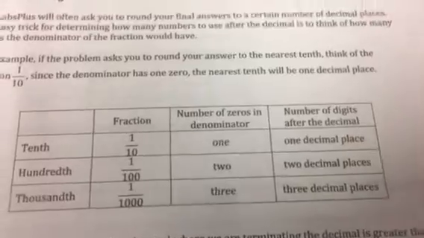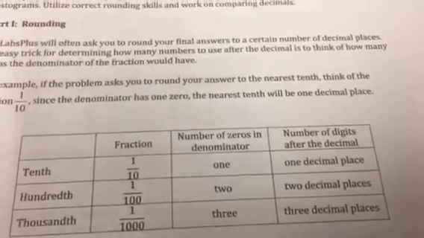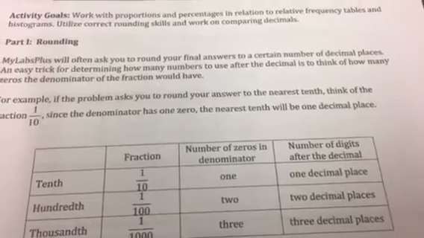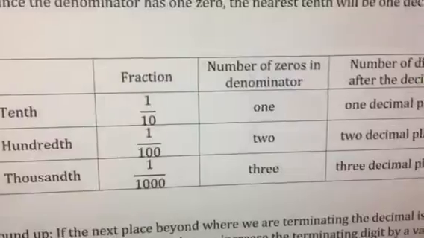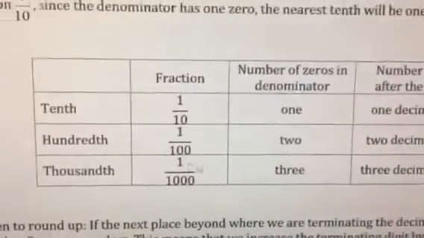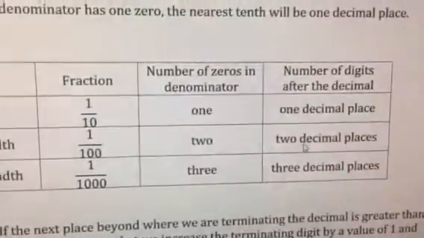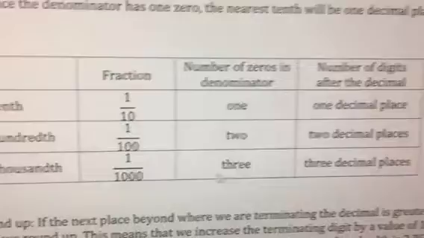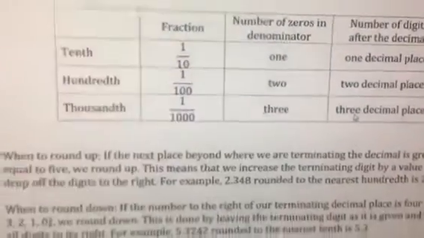Notice how many zeros are in 1 over 10, okay? When you do that, notice there's 1 zero. That means that you will be, notice if I have 1 zero in 1/10, that means I'm going to round 1 decimal place. If it's 100, there's 2 zeros, I'm going to round 2 decimal places. If it's 1,000th, there's 3 zeros in 1,000, I'm going to round 3 decimal places.